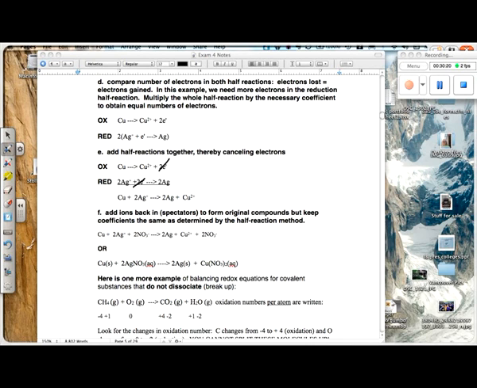Add ions back to form original compounds. We're not going to do very much of this at all in Chem 100, but I have a 2 in front of silver. It was silver nitrate in the original equation, so I would put the nitrates back, and so on. Okay, and the same thing would be true with the copper.